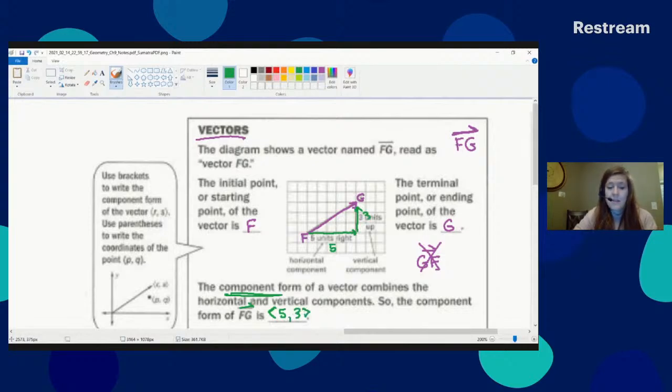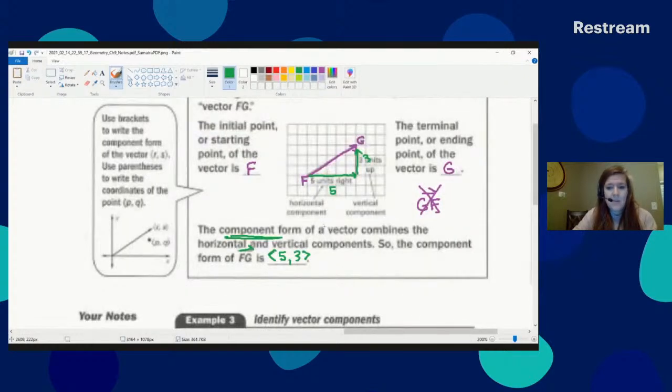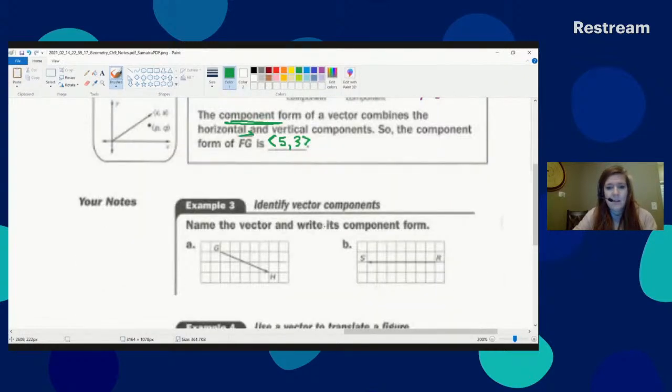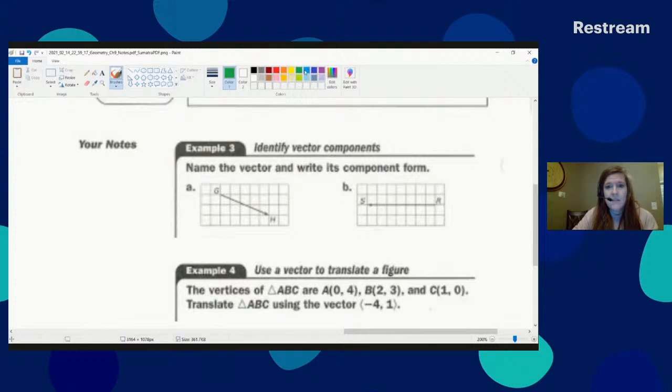Okay, so that's... I promise we're going to get to how vectors use transformations, but this is what is a vector and how do we name it. So let's practice a couple of these because they can get a little bit confusing. In this example, we've got G and H, and an arrow going from G to H. It says name the vector and write its component form.